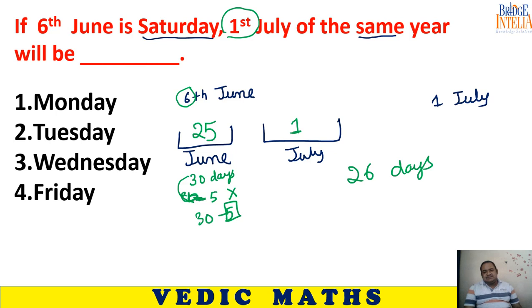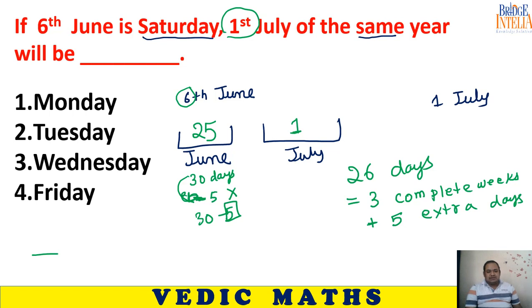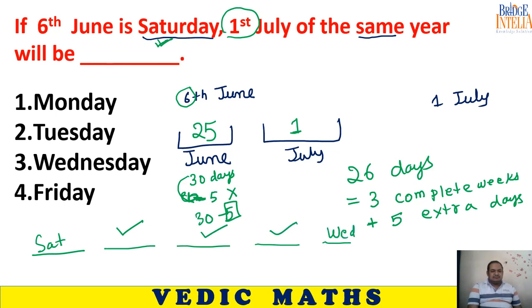So 26 days means what? 3 complete weeks. 7 threes are 21. So 3 complete weeks plus 5 extra days. So your job is only to understand how many extra days are there. So the fifth extra day. The first day is Saturday. Counting starts from Saturday. So Saturday, Sunday, Monday, Tuesday, Wednesday. So the answer is Wednesday. This is the answer.